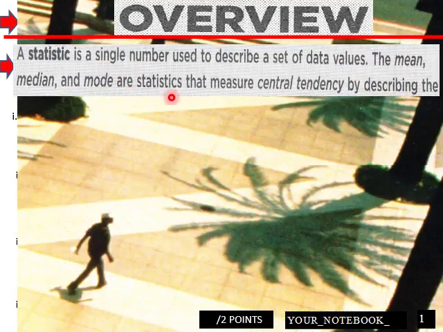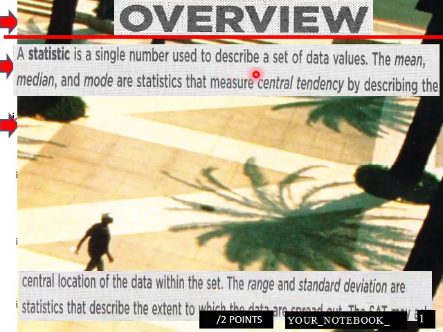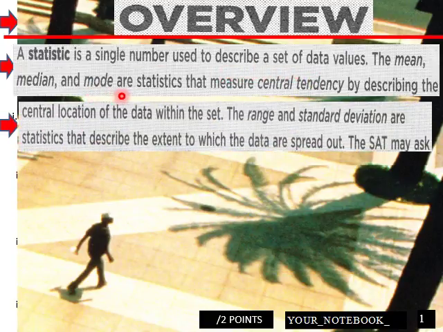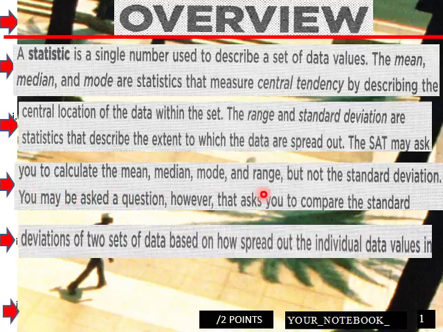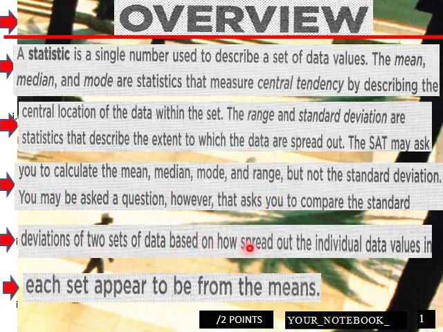So, overview. A statistic is a single number used to describe a set of data values. The mean, median, and mode are statistics that measure central tendency by describing the central location of data within the set. The range and standard deviation are statistics that describe the extent to which the data are spread out. The SAT may ask you to calculate the mean, median, mode, and range, but not the standard deviation. You may be asked, however, to compare the standard deviations of data sets based on how spread out the individual data values in each set appear to be from the means.